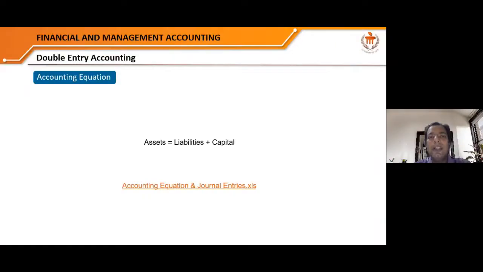So to start with, we start with the very basic part of it, and we call it the accounting equation. We say the accounting equation is that assets equals liabilities plus capital. Consider that you have all those assets in business. How have you arranged them? How have those assets come? Of course, you have paid money for that. Now, how did that money come?